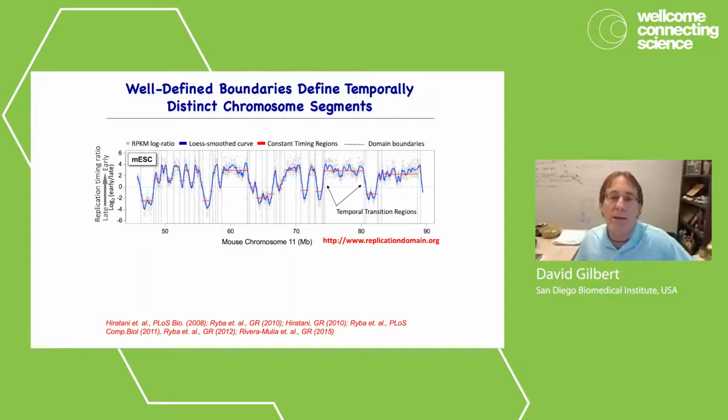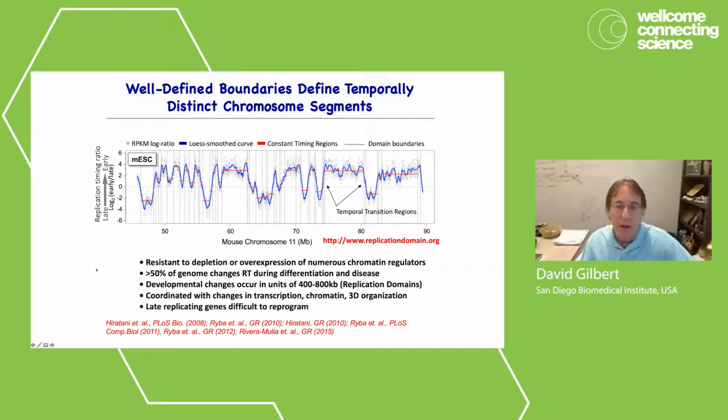We can then divide the genome into segments or domains, and ask questions about the sizes and numbers of the domains, etc. And you can see that there are these regions that replicate relatively synchronously, and they're punctuated by what we call temporal transition regions, where we believe for the most part replication is proceeding unidirectionally at 2 kb per minute. So to summarize many years of work here, what we found was that this program is incredibly robust to all sorts of insults, downregulation of chromatin regulators, etc.